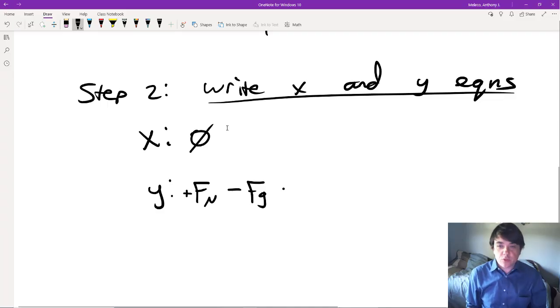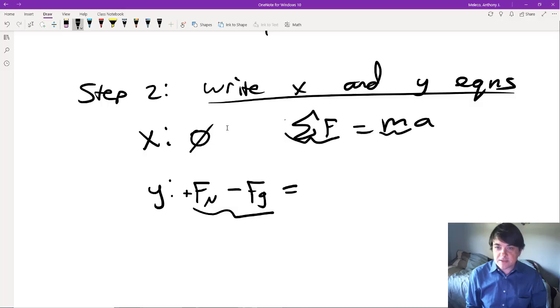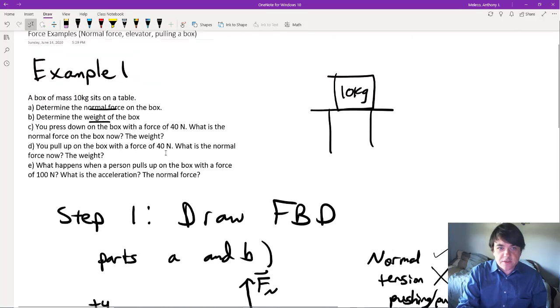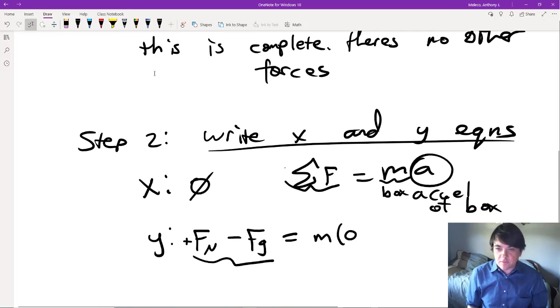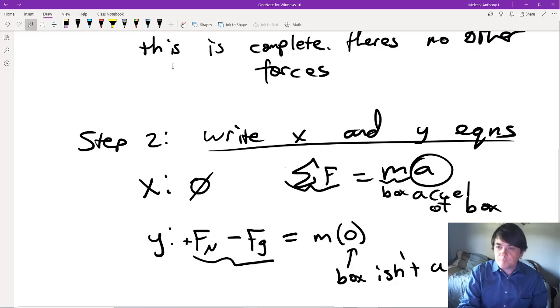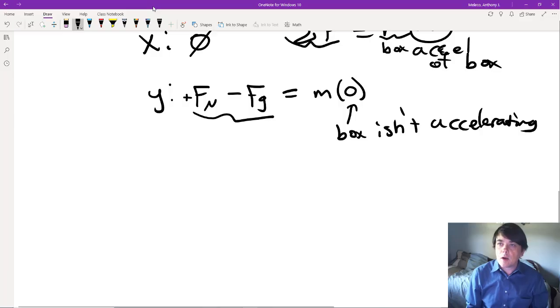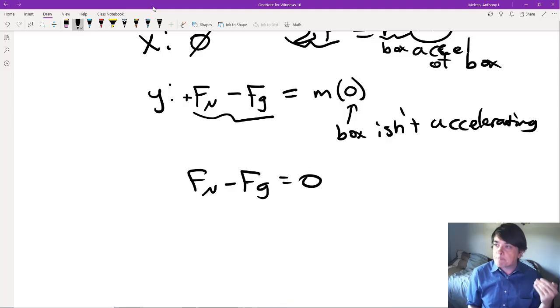The next thing that you want to do is set this equal, because remember, our equations look like this. The sum of the forces, which we've just done, equals ma. This is the mass of the box, and our acceleration of the box. But the box is just sitting on the table. Okay, it's not accelerating. So you would write 0. Box isn't accelerating. Okay, so our equation then just becomes this. All right, cool.